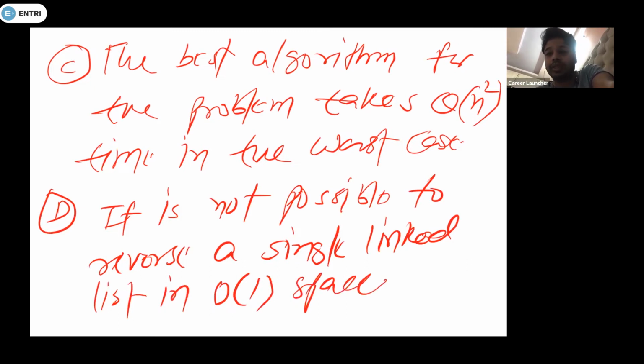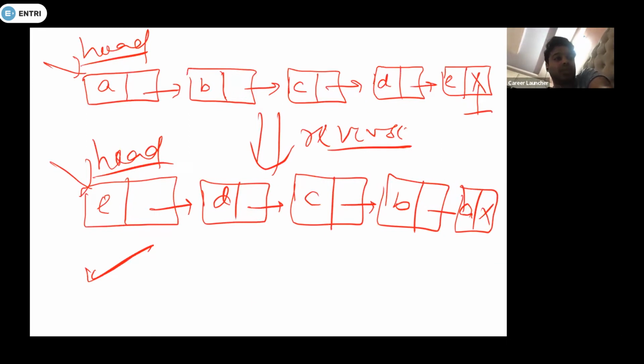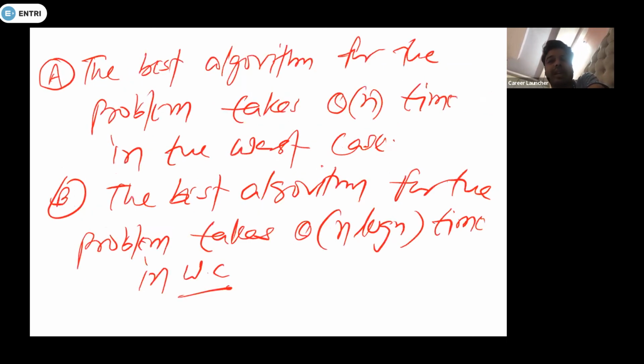Okay, so let's see this one. Here, reversing the linked list in constant space, the best algorithm is theta of n time. We can solve this with one for loop and three statements. So the best algorithm is theta of n time in the worst case. So in order of n time, we can reverse the linked list. It is a very well-known problem, not a big problem.